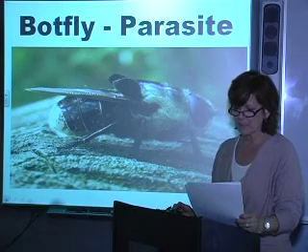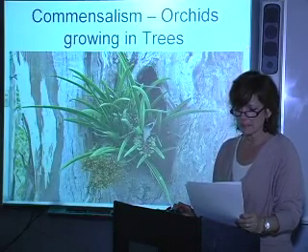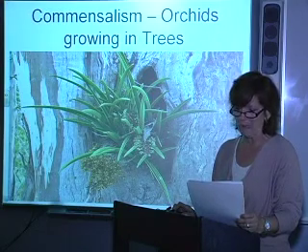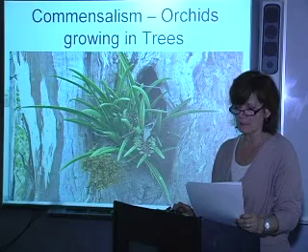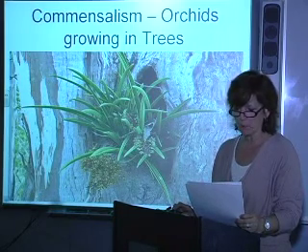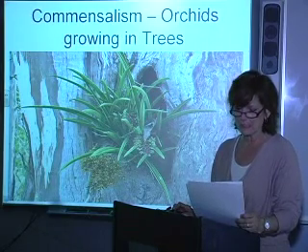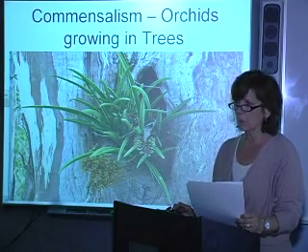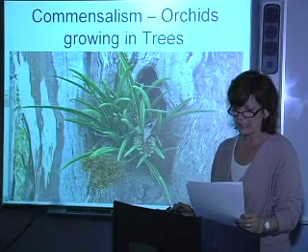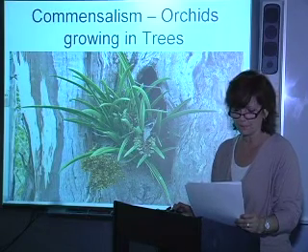The next type of symbiotic relationship is commensalism. Commensalism is where one species benefits or gets something positive and the other is unaffected. It's pretty common. For example, some tropical orchids grow in trees. By positioning itself on a branch, the orchid can get the sunlight that it needs to live and grow. It doesn't hurt the tree at all, but it does not help it either.